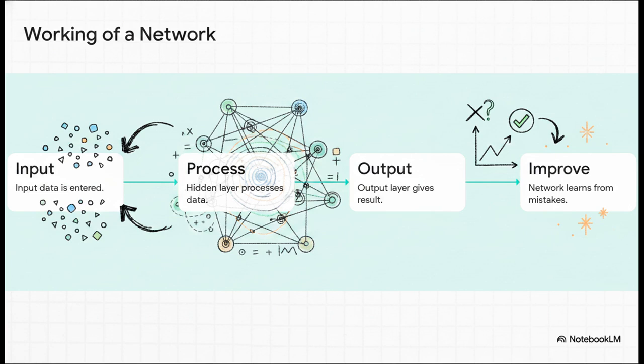If that prediction is wrong, the network actually improves itself through training. It uses that mistake to adjust its weighted connections. It's essentially learning from its errors over countless examples, moving all the way from initial mistakes to complete mastery.